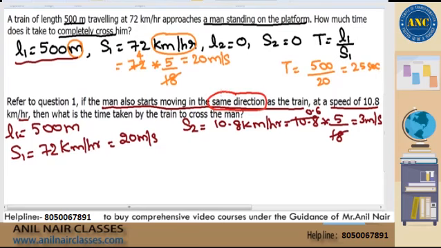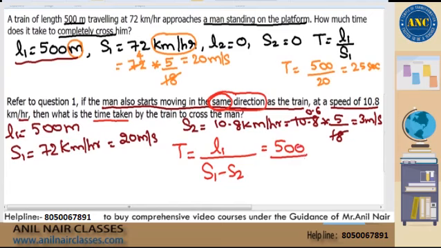Man also starts moving in the same direction. Same direction means relative speed is S1 minus S2. What is the time taken to cross the train? Length is only L1, because L2 is negligible, as the length of the man is negligible. Whenever two bodies are traveling in the same direction, relative speed is S1 minus S2. So L1 is 500, S1 minus S2 is 20 minus 3. It is 17 seconds. Answer is 500 by 17. I hope I have answered your question, Venkata Krishna.